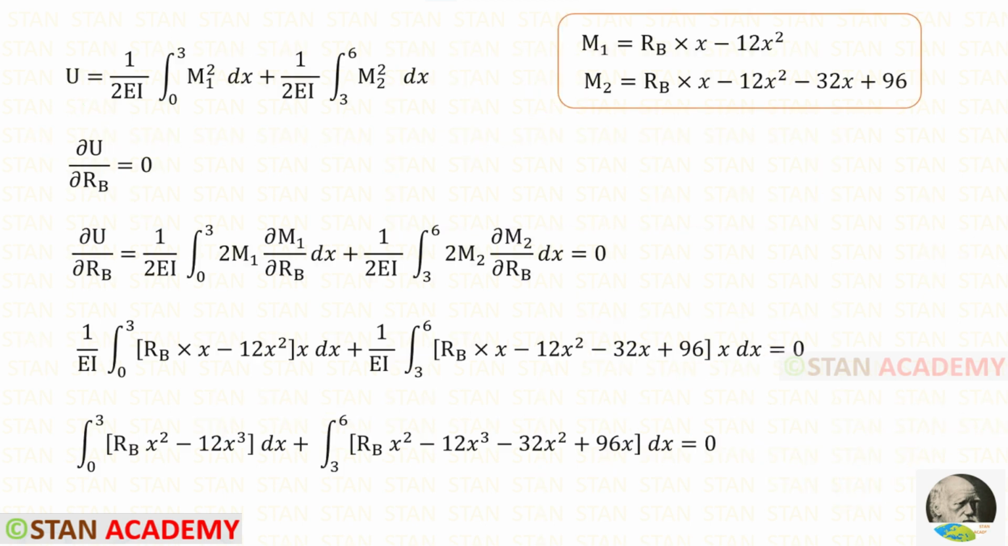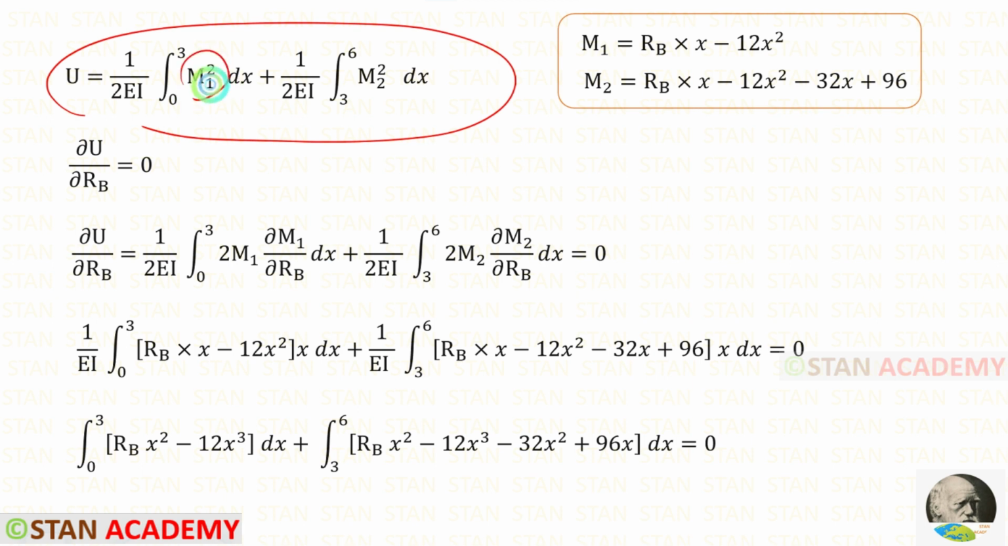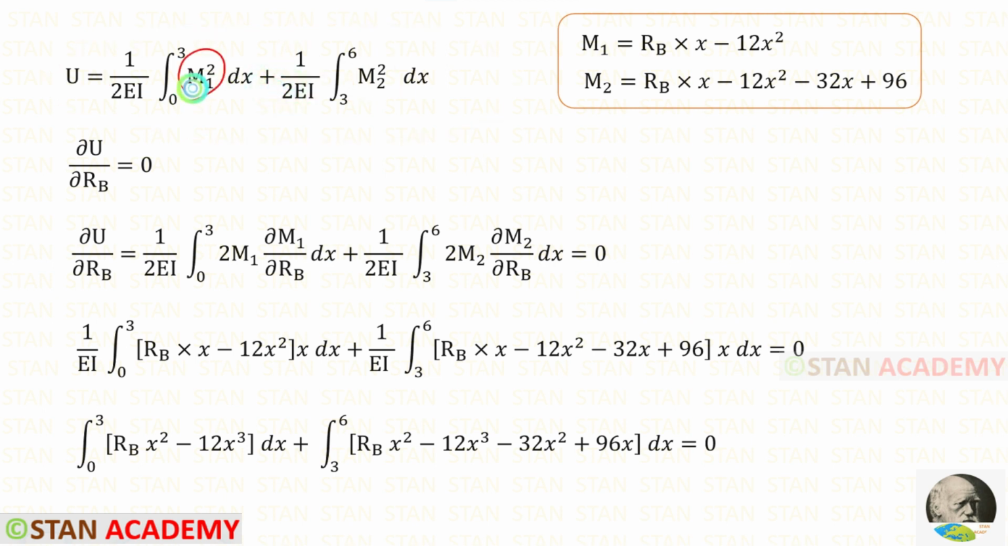We will get this. We know that when we partially differentiate the strain energy with respect to Rb, it will be 0. In this equation, only we have to partially differentiate m1 square and m2 square because 1 upon 2 EI is constant. When we partially differentiate m1 square, we will get this, and when we partially differentiate m2 square, we will get this. We can eliminate all of the 2's. Then we can take 1 upon EI on the other side. 0 into EI, it will be 0.